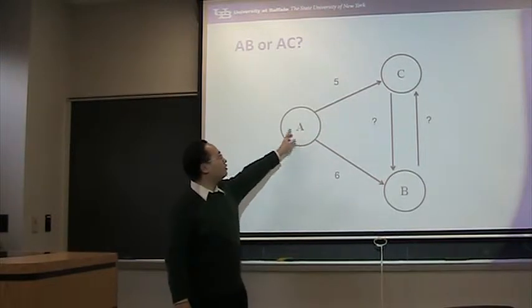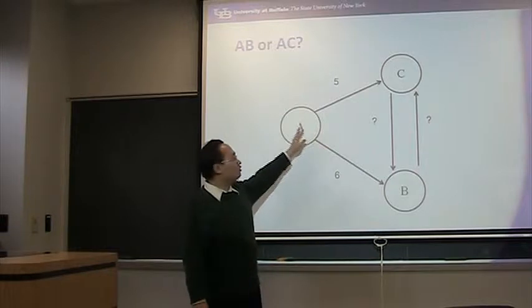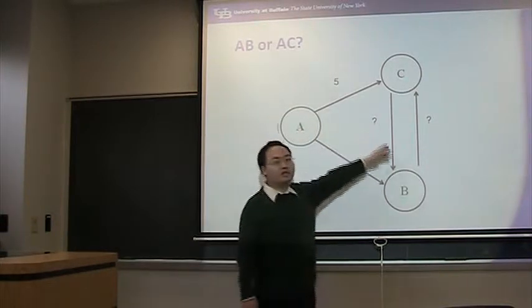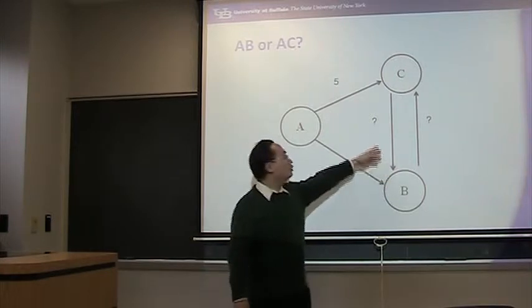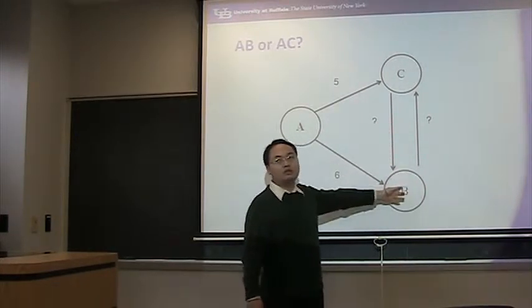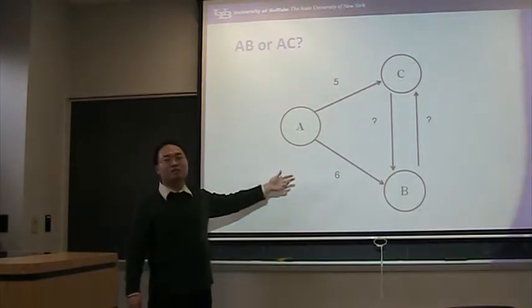And we know that from A to B is 5. The weight is 5. From A to C is 5. A to B is 6. And we don't know any connection between them. So we don't know the weight from B to C, and we don't know the weight from C to B. But from this limited information, we can already conclude something. And what's this?